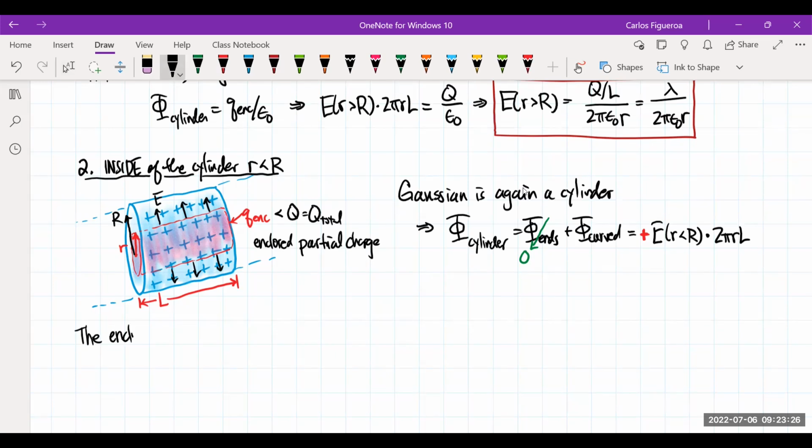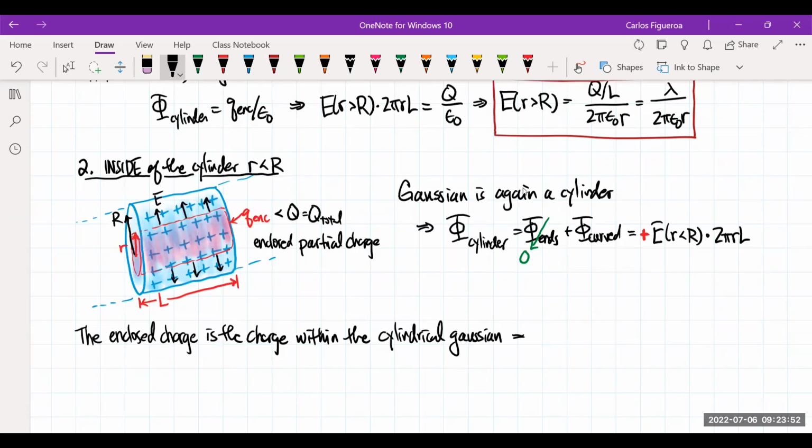The enclosed charge is the charge within the cylindrical Gaussian. And we can clearly see from the picture here that Q enclosed has to be smaller than Q. Right? So it is smaller. It is smaller than the total charge.